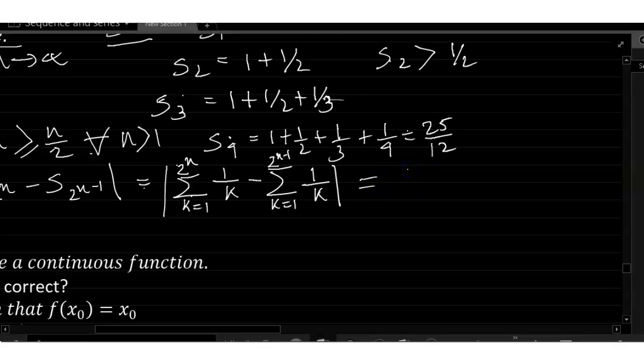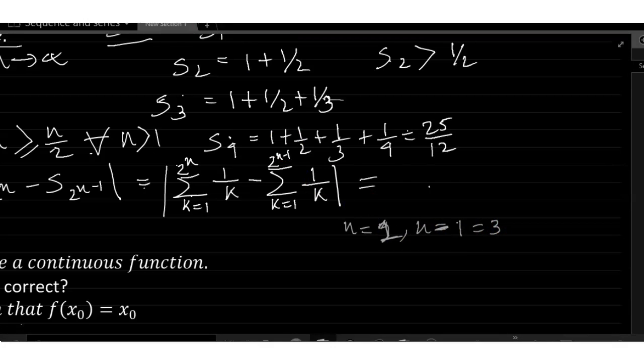This value can be written this way: first portion is 1 by... A very simple way, friends, take n equals 4, so n minus 1 equals 3. Sorry, n equals 1 and n minus 1, n equals 2, n minus 1 equals, which is best.